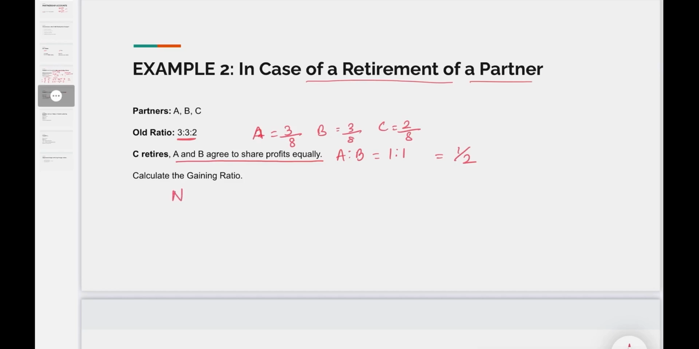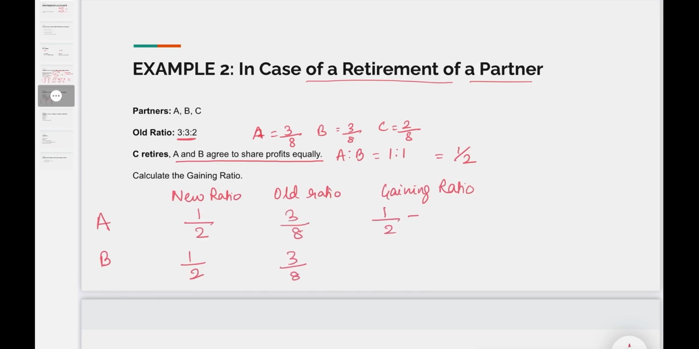Again we can create a table. For gaining ratio we have studied the formula is new ratio minus old ratio. So we can create the table, and this gaining ratio will be calculated only for the remaining partners, that is A and B. New ratio is 1 by 2 and 1 by 2 for both. Old ratio was again 3 by 8 and 3 by 8 for both. So if we deduct this, we need to calculate this.